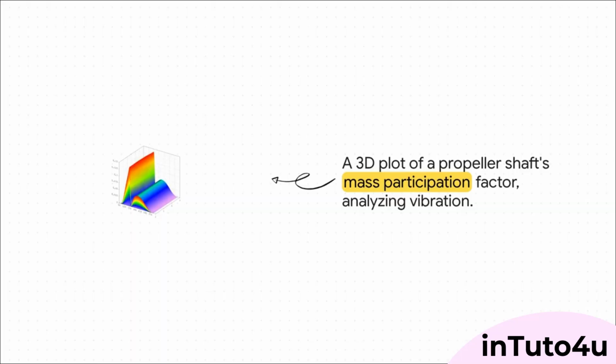And here's a perfect real-world example of one in action. This plot is actually from a study on propeller shaft vibrations. See, each one of those lines represents the vibration at a different frequency, and those peaks show which modes are the most active. An engineer can just glance at this and instantly spot potential problems, like design flaws or resonance issues that could cause a total failure. It's an incredibly powerful diagnostic tool.